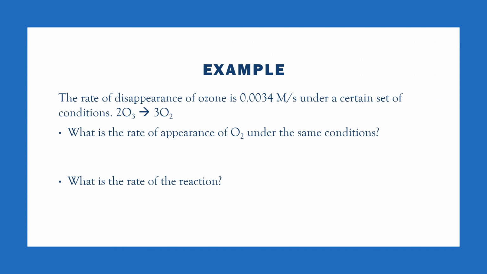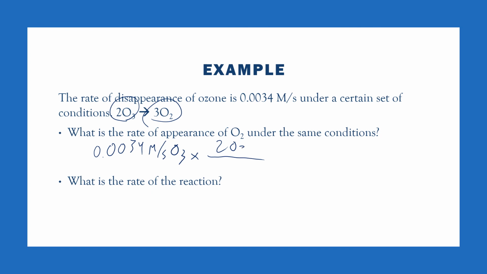Okay, so here's another example. If I have this reaction, ozone breaking down into oxygen gas, if I have the rate of disappearance of ozone is 0.0034 molarity per second for ozone, what is the appearance of O2? You just use the coefficients.